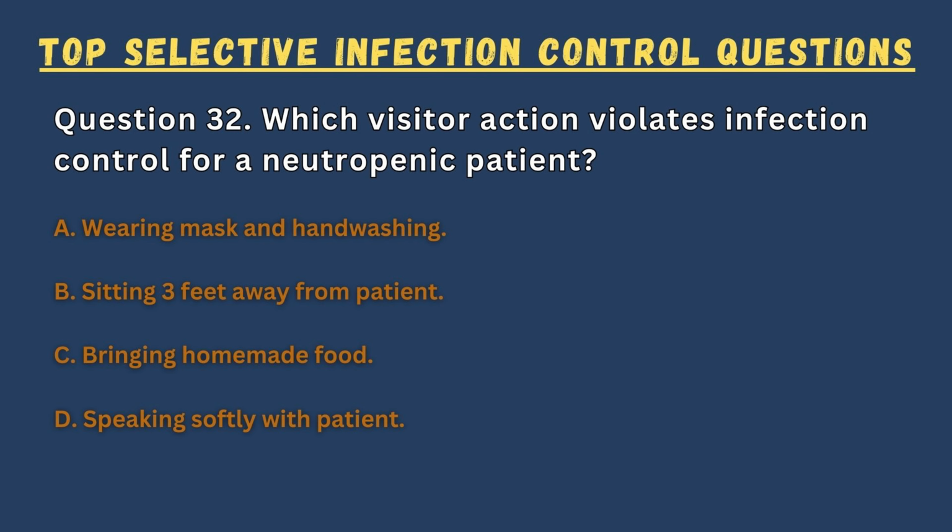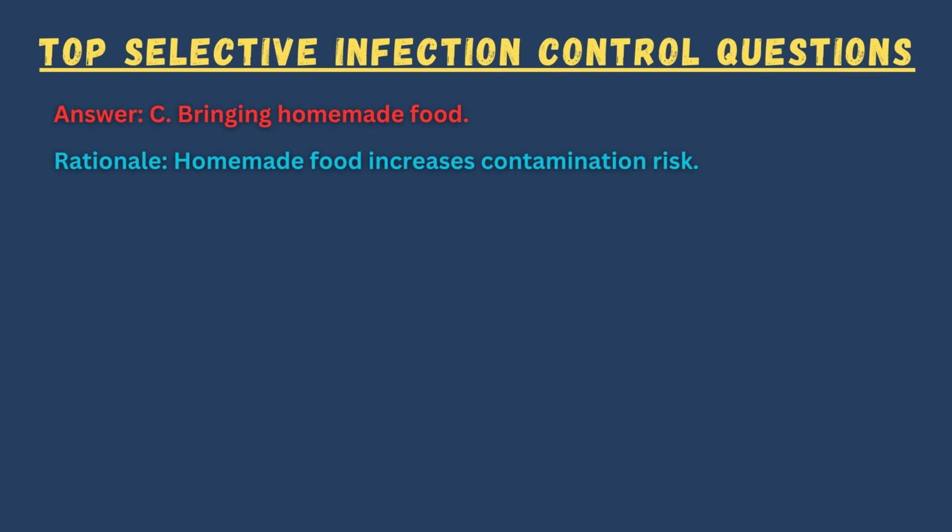Question 32. Which visitor action violates infection control for a neutropenic patient? A. Wearing mask and hand washing. B. Sitting 3 feet away from patient. C. Bringing homemade food. D. Speaking softly with patient. Answer. C. Bringing homemade food. Rationale. Homemade food increases contamination risk.